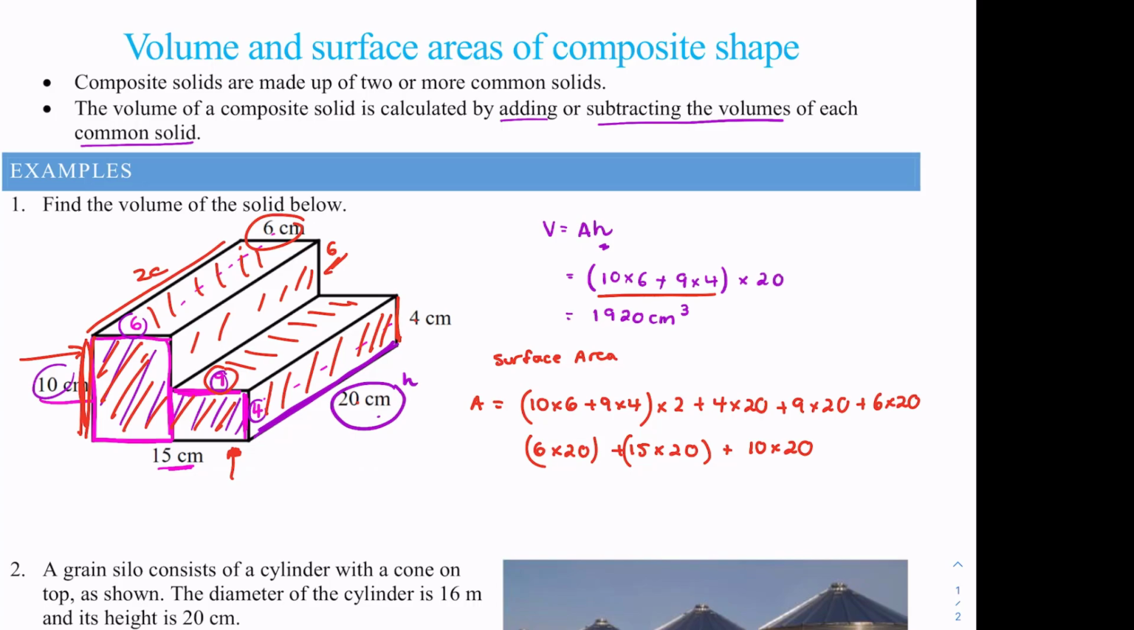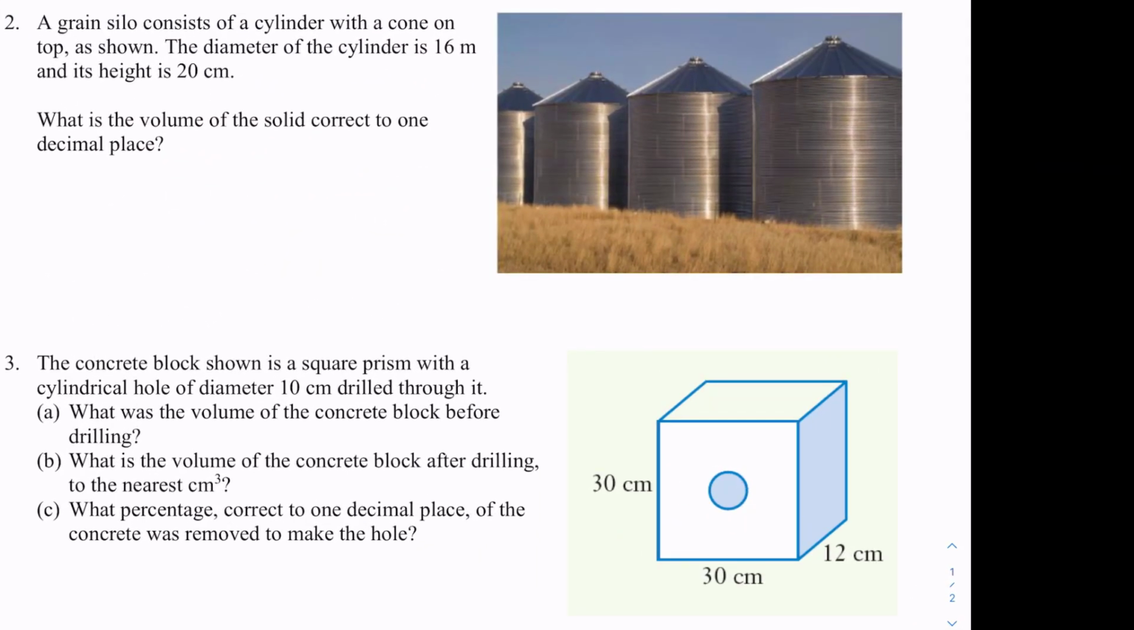So we can find our surface area by writing out every single side that we can see, and it makes our life much easier. And if we do that, I'm fairly sure you must get an answer of 1,192 centimetres squared. A grain silo consists of a cylinder with a cone on top as shown.